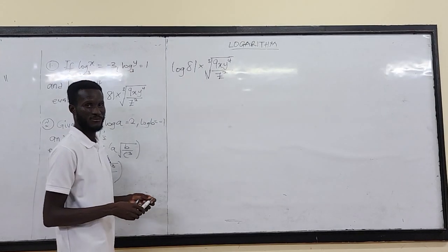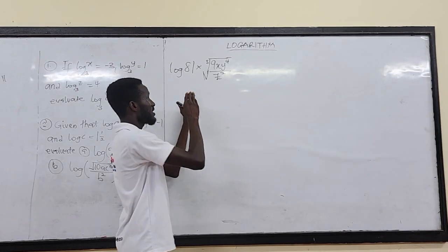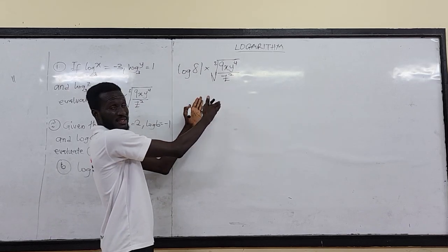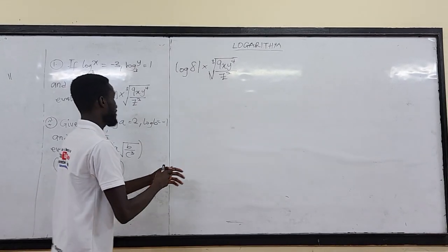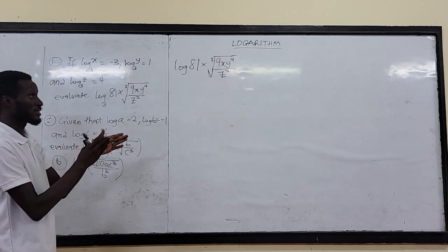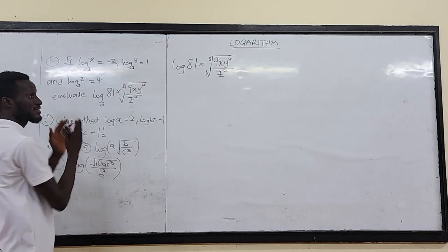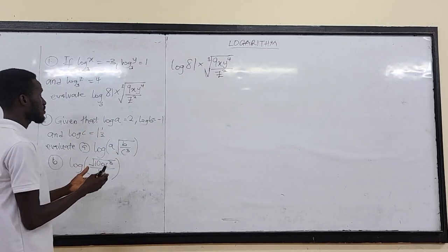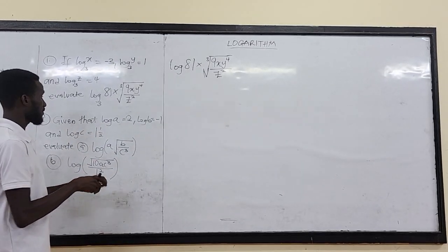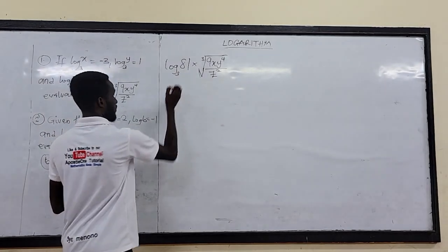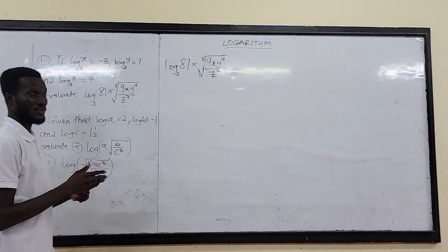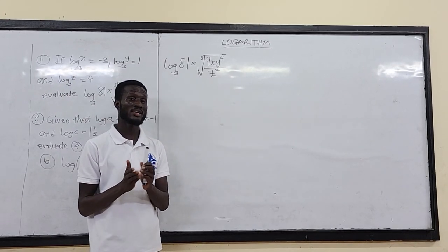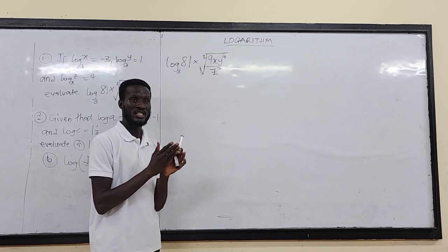At this point, I have to express this in a way that I get log x separate, log y separate, and log z separate. When I get them separate, I'll just do substitution and I'm done. Don't forget that the base is 3. So how are we going to separate? The law of logarithm says that anytime they are multiplying, it means addition of logarithm, and when they are dividing it means subtraction.